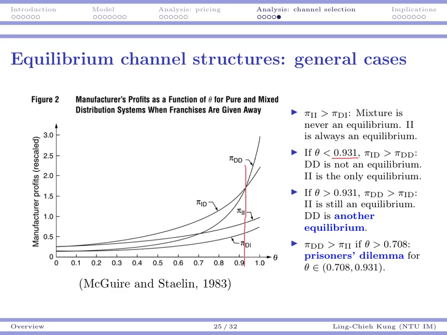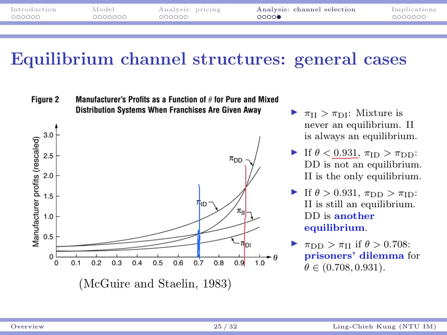But if theta is higher than that, then pi DD is greater than pi ID. So in this case, there will be two equilibria, II and DD. Okay. Finally, there is a very interesting thing here. If we look at this cutoff, which is around 0.708, we can see that pi DD is greater than pi II. Okay, pi DD is greater than pi II, but II is the only equilibrium.